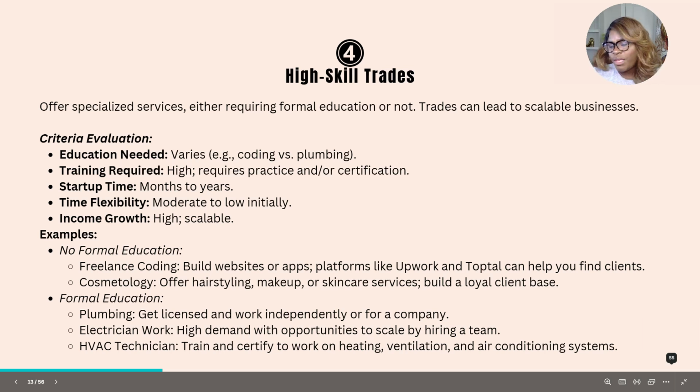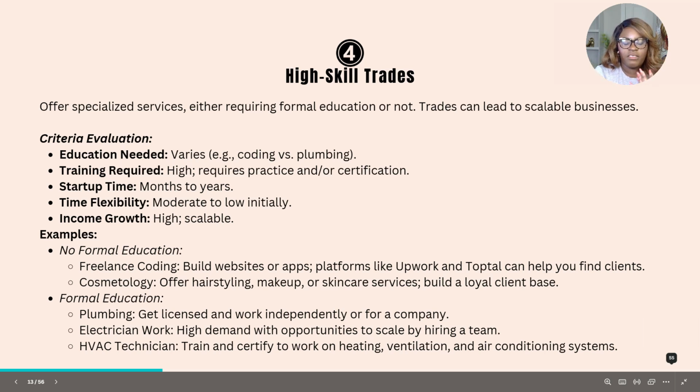We've moved away from things that you can do and make money in the next few days. This one you would need to put in the time. Time flexibility is moderate to low initially, but the potential to have a little bit more time flexibility if you scale it up is higher, okay? Income growth, it's high, especially if you can scale it. By the way, I have specific videos coming on each one of these trades where I go into details.